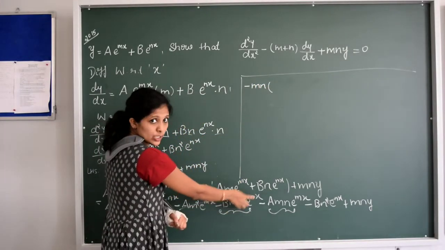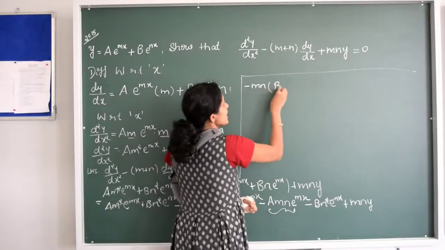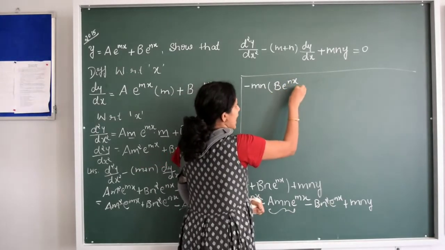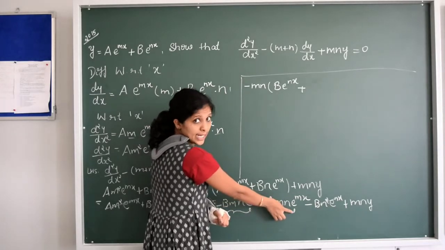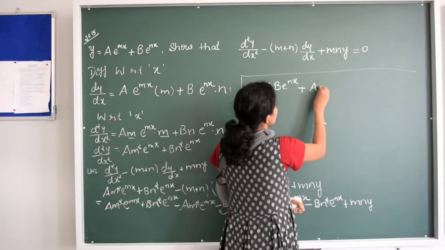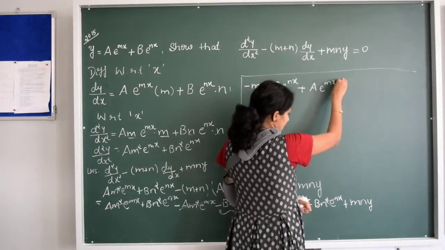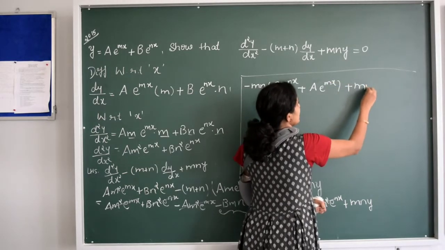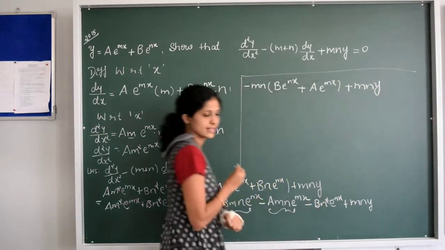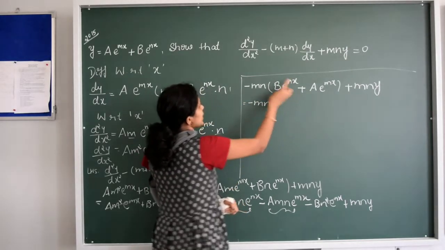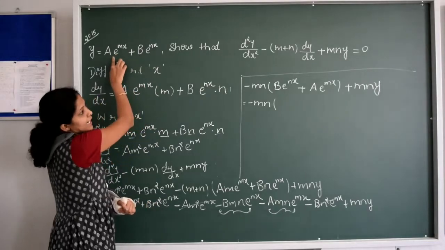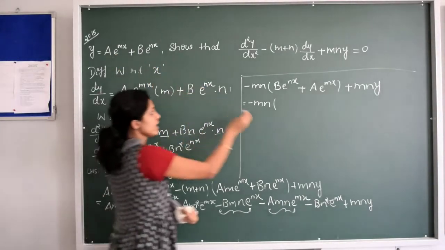So if I consider minus m n common, what is remaining here? b e to the power nx, and plus, because we have taken minus m n, a into e to the power mx is remaining, plus m n into y as it is. Now this is equal to minus m n times b e to the power nx plus a e to the power mx, which is equal to y. So we will substitute this.